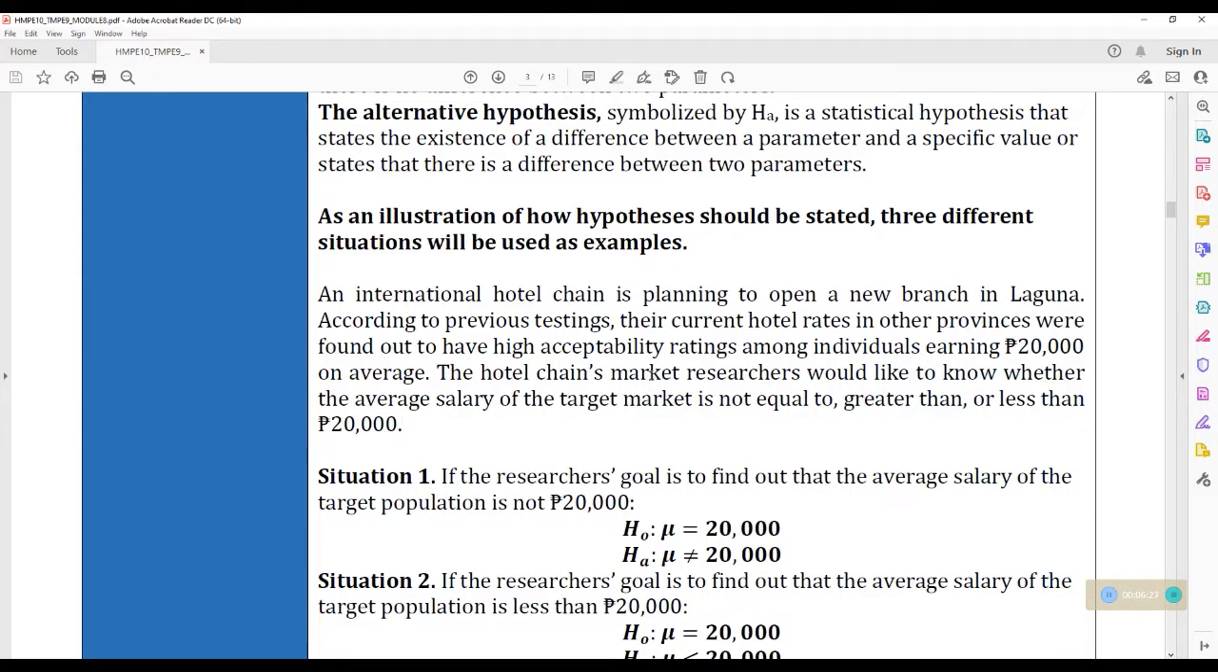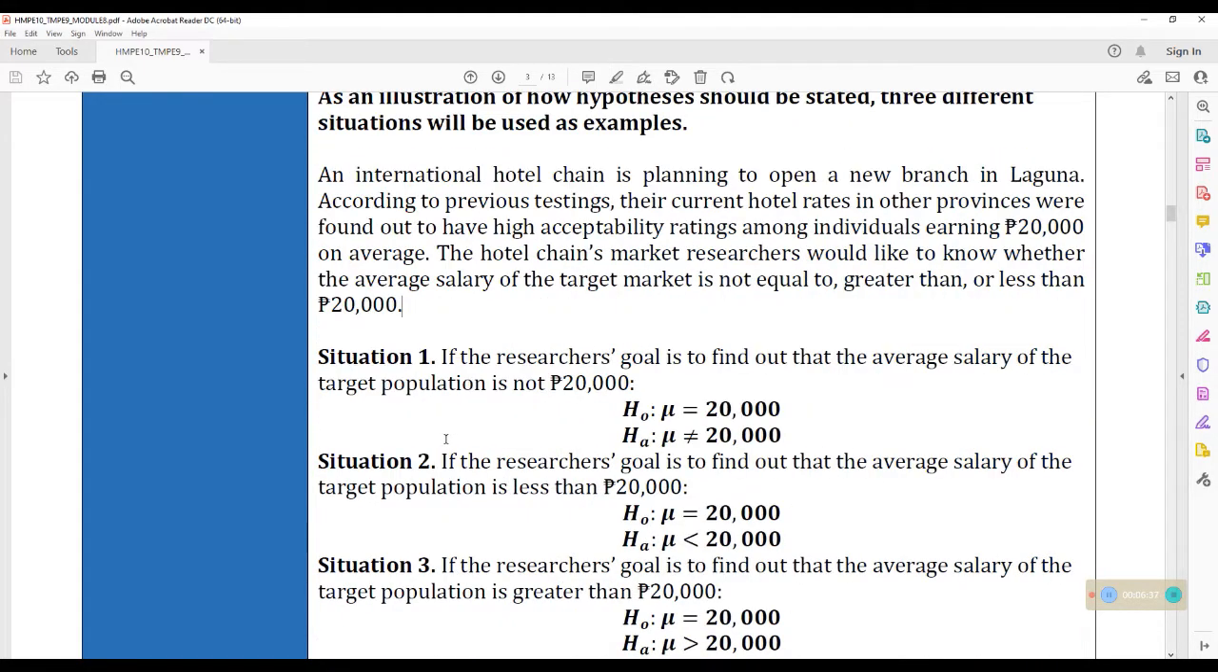The hotel chain's market researchers would like to know whether the average salary of the target market is not equal to, greater than, or less than 20,000. So, situation number 1, ang gustong i-test ng mga researcher ay kung hindi siya equal sa 20,000. Wala siyang direction, two-tailed siya. Pwedeng mas maliit, pwedeng mas malaki. Basta not equal, acceptable yun.